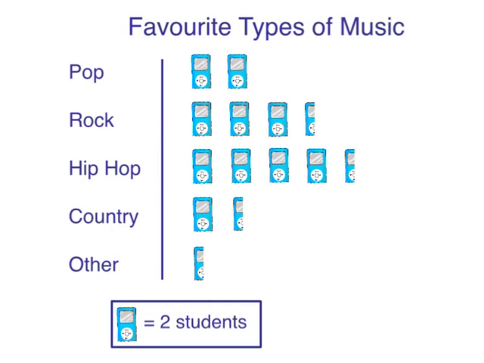For rock, there were 2, 4, 6, and a half of an MP3 player means 1 extra person, so 6 plus 1 is 7. For hip hop, there were 9 people that chose it, for country 3, and for other 1. Now let's take a look at a bar graph that shows the same information.